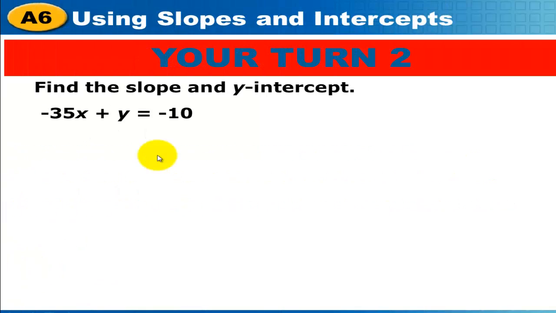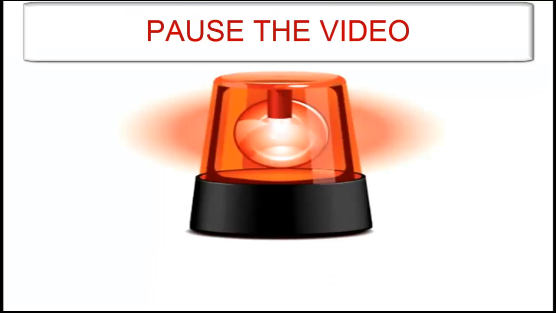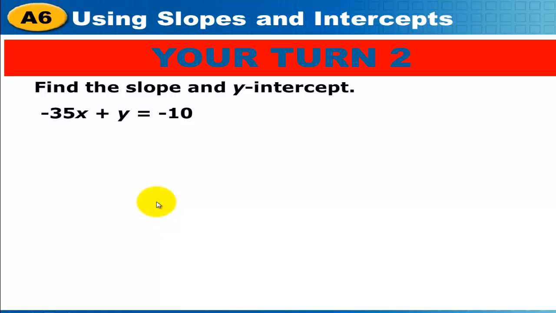For the next question, again, pause the video, solve the problem. So the slope here and the y-intercept is positive 35 and the y-intercept is equal to negative 10.